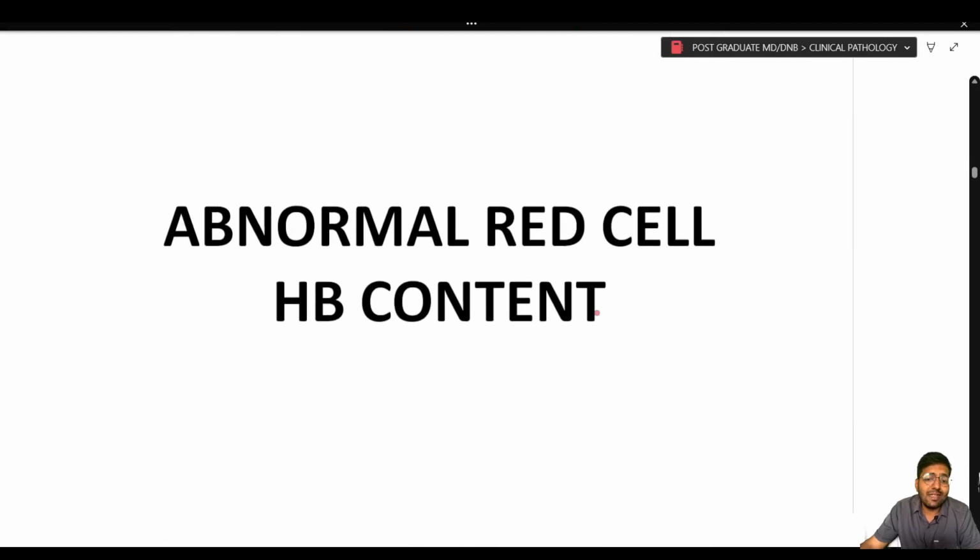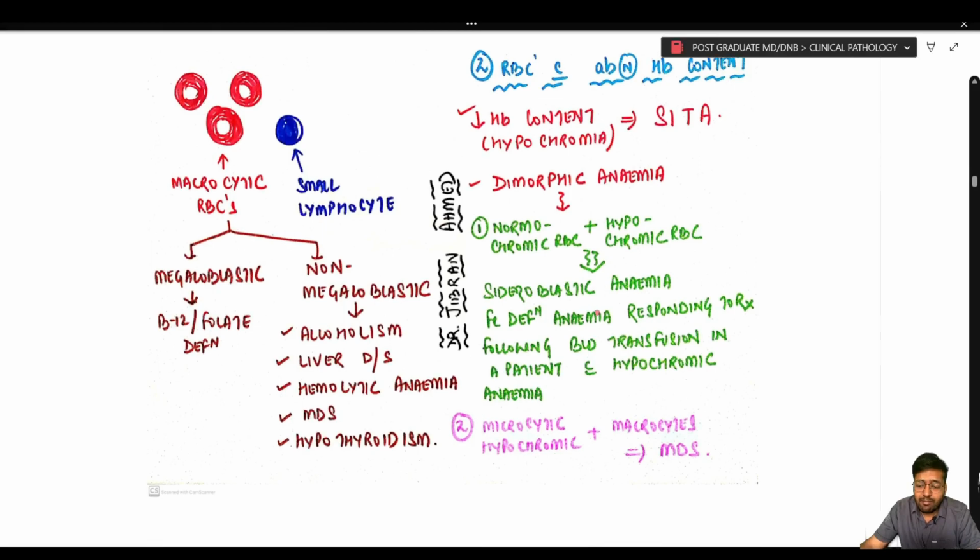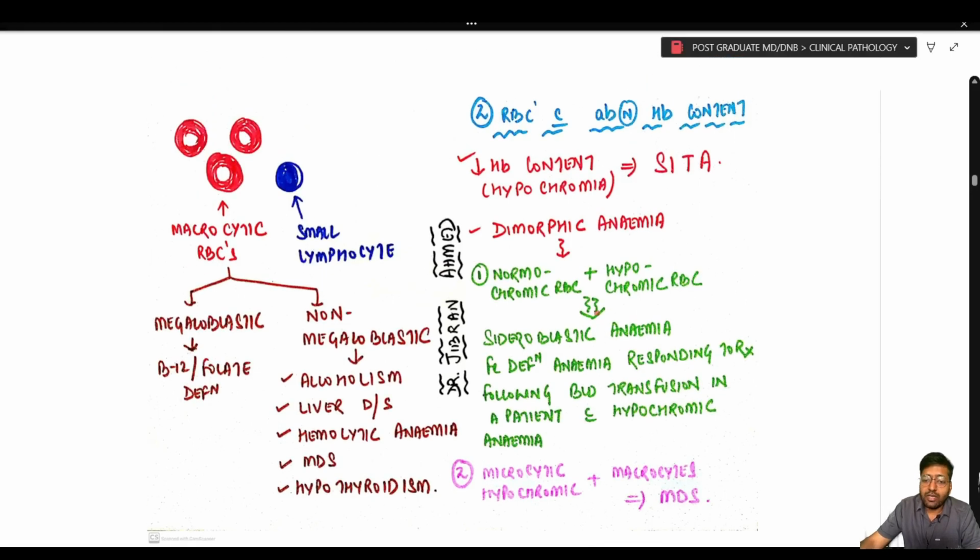Now we are going to discuss abnormality of the red cell hemoglobin content. We have to understand one important thing here: RBCs having abnormal hemoglobin content, most commonly we encounter a decreased hemoglobin content, that is hypochromia. So what are the causes for the same?